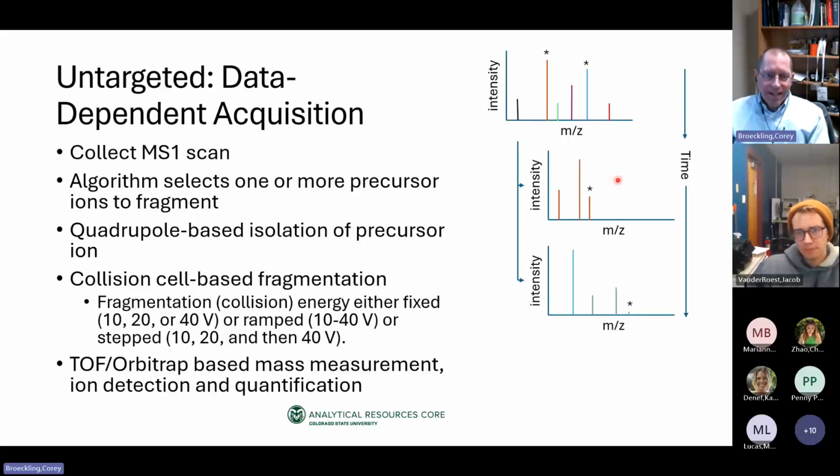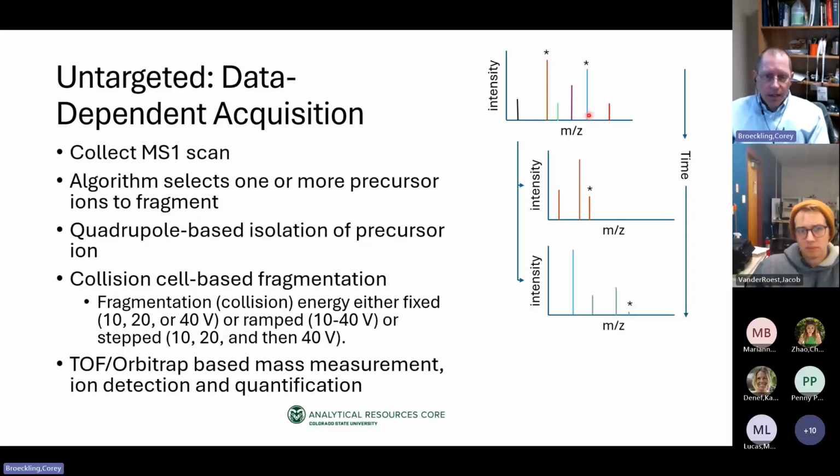And so the data-dependent MSMS component is because the mass to charge and intensity values in this spectrum determine what happens next. In this way, you can make an injection of a sample, and without knowing what you're looking for, try to collect as much high-quality MSMS data as you can on all of the signals that are present.